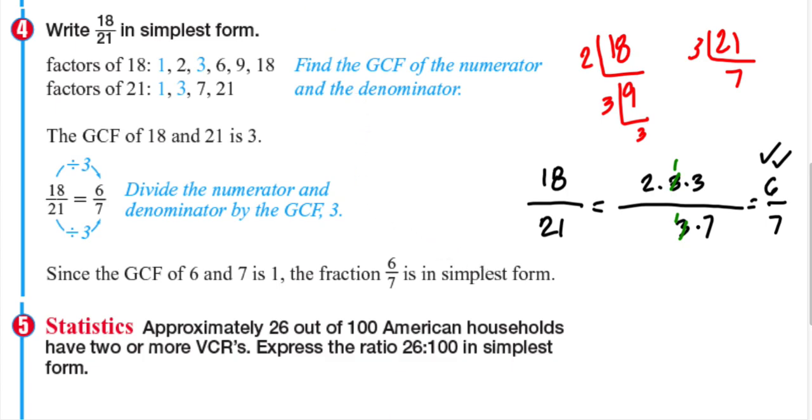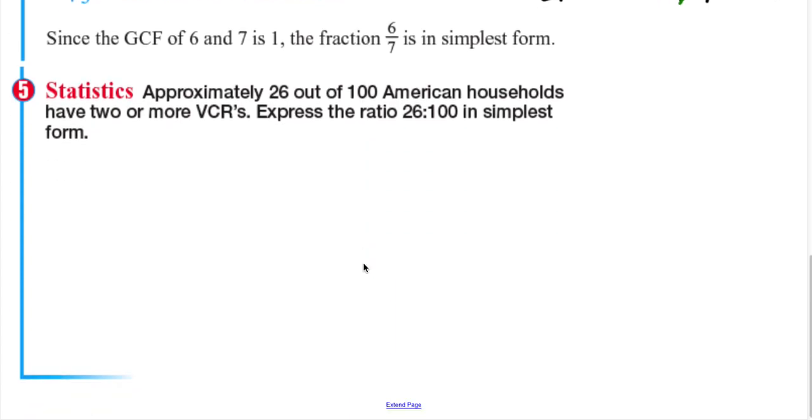Okay, now let's do the last example in statistics. Approximately 26 of 100 American households have 2 or more VCRs. You're probably not familiar with VCRs anymore because we are now on DVDs and Blu-ray players. So approximately 26 out of 100 American households have 2 or more VCRs. That was probably around 2001 or 1997, I would imagine. Express the ratio 26 over 100 in simplest form.